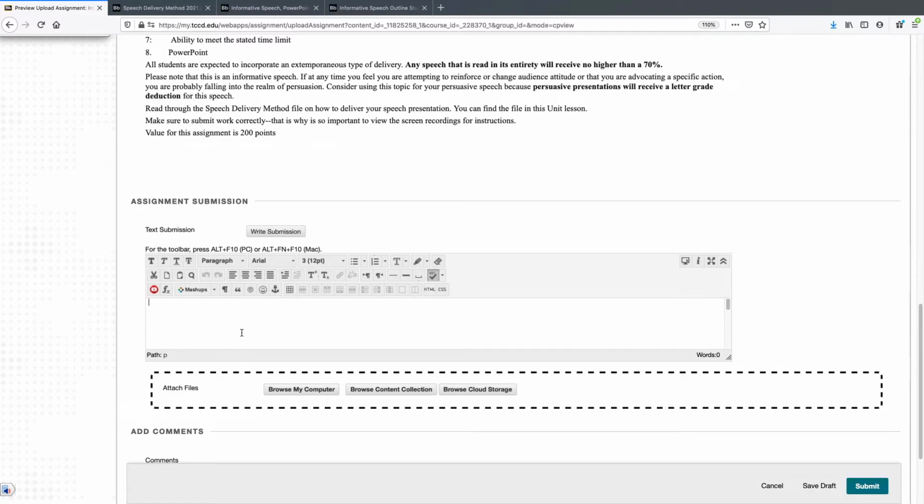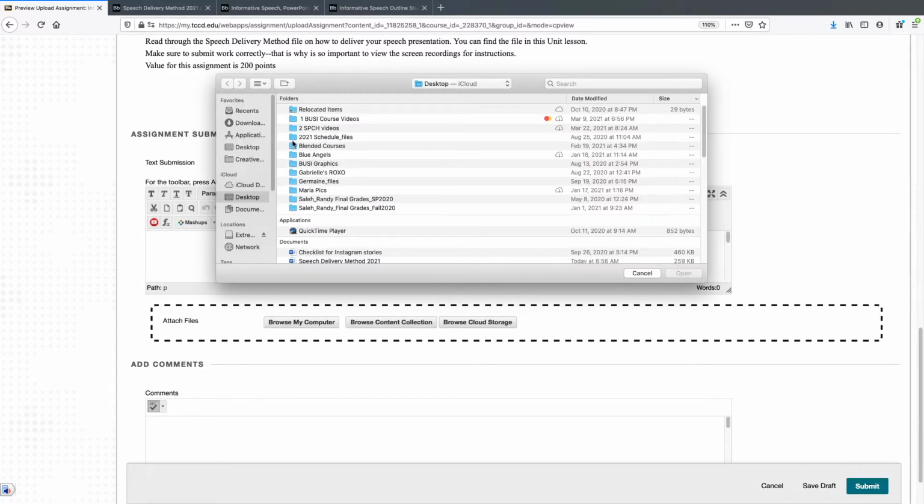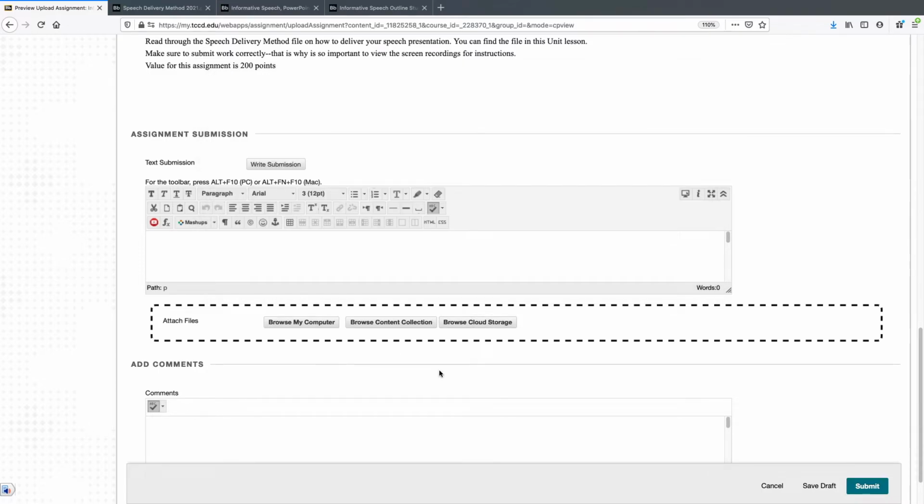Then, in this same assignment link, you're going to attach your PowerPoint. So what you're going to do, you're going to click on Browse My Computer. You have saved your PowerPoint, whether it's on your desktop or flash drive. You open up that file wherever you have saved your PowerPoint, and then you're going to attach it, and then you're going to submit it. And once you open it up and attach it, then the PowerPoint will be right here.